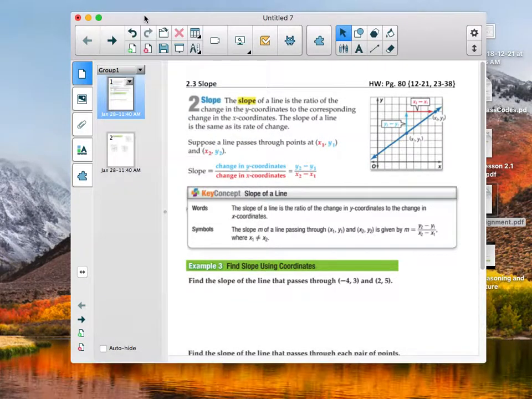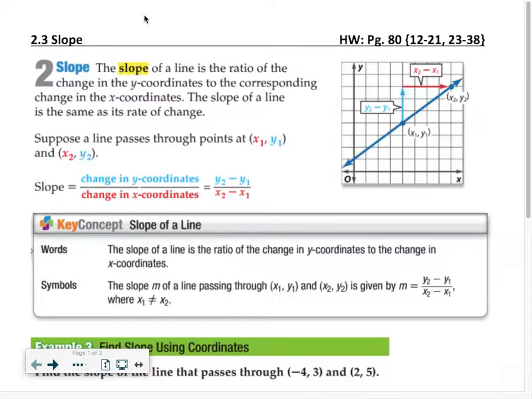Hello everyone. So the DLD video here, we're going to talk about lesson 2.3, which is about slope. We're going to find the slope of a line, which is the ratio of change in the y coordinates to the corresponding change in the x coordinates. So we're comparing y to x in this ratio.